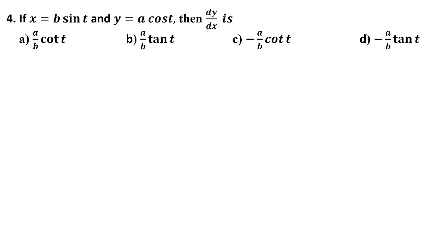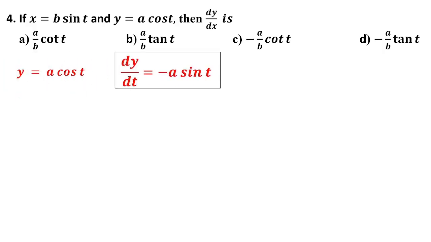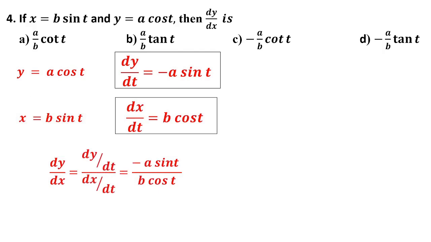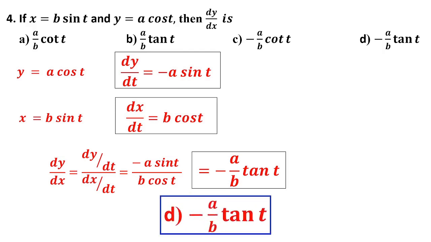Question number 4. If x is equal to b sin t and y is equal to a cos t, find dy by dx. Parametric differentiation. From y, I found dy by dt. It is minus a sin t. From x, I found dx by dt, b cos t. Divide it. The answer is minus a by b tan t. Option D is the correct answer.